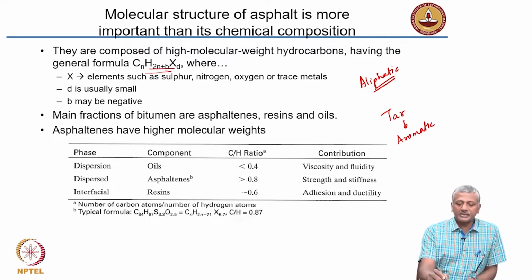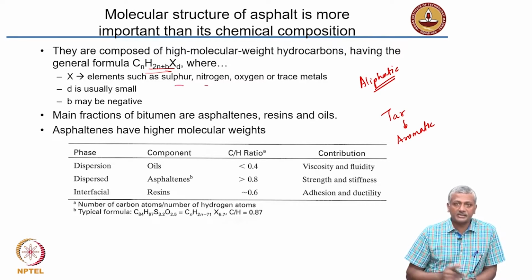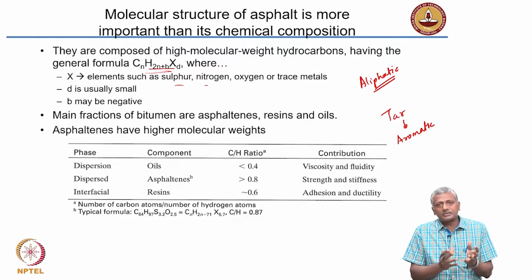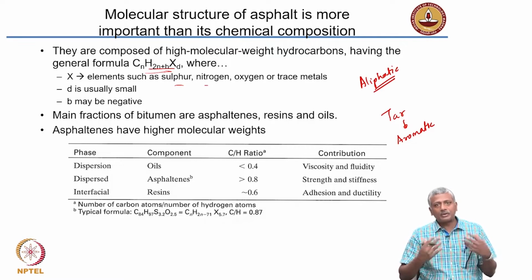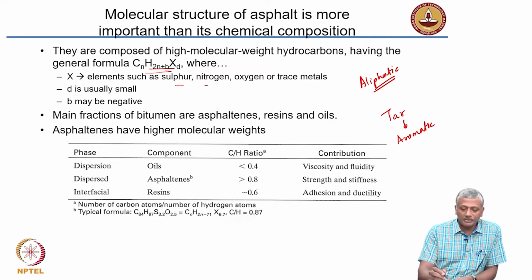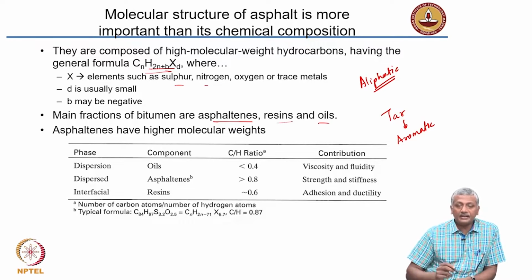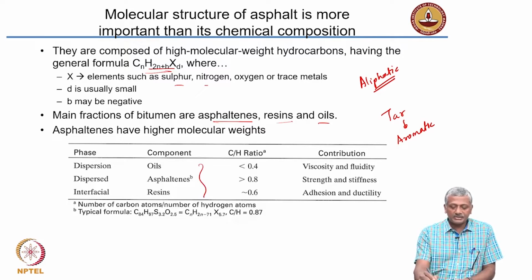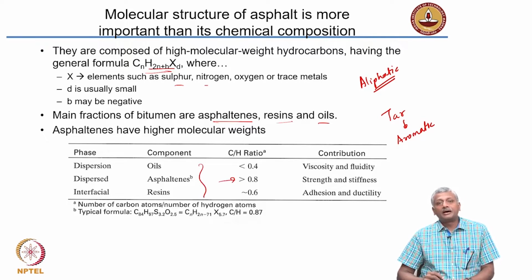You can have elements like sulfur, nitrogen, oxygen or trace metals in the structure of the hydrocarbon itself, okay. Now asphalt is not as uniform as it looks. It's got a lot of features in it which need to be looked at carefully to really understand the composition of the asphalt or bitumen. This composition is made up of asphaltenes, resins and oils, okay. And these materials differ in terms of the type of hydrocarbon that you are forming or the carbon to hydrogen ratio that you have in the polymer molecules.